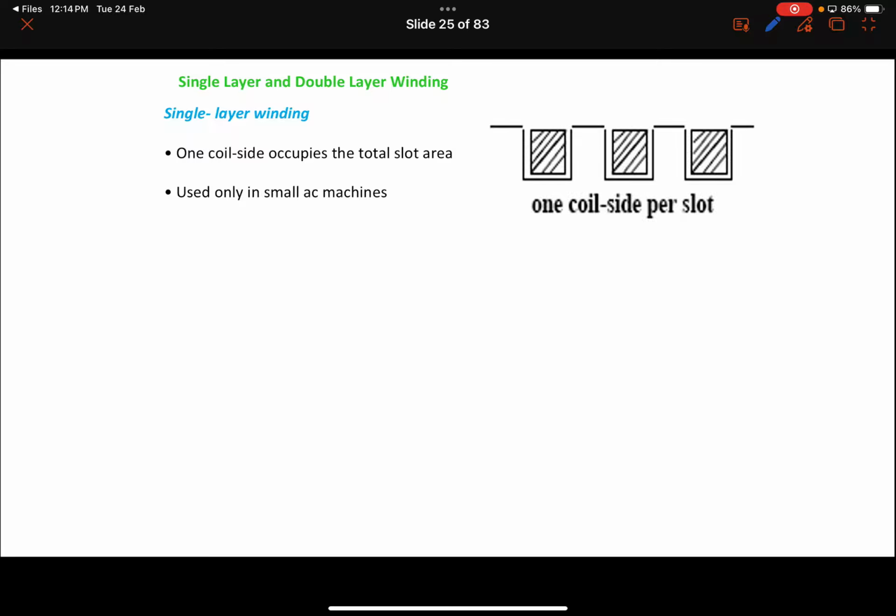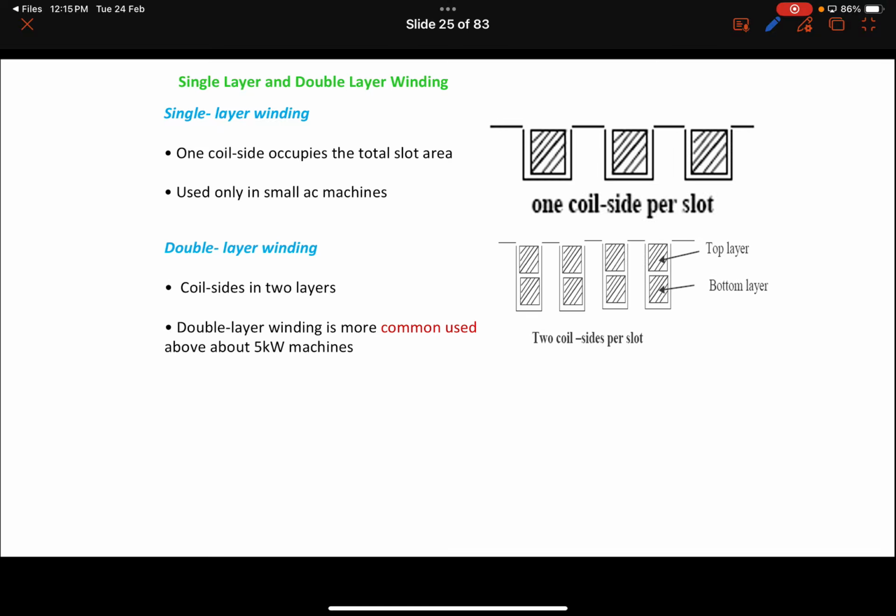Single layer winding you already discussed. What is single layer winding? One conductor per one slot. I guess you don't need to learn more than this. What is double layer winding? Two conductors per one single slot. Now here, what's the major purpose why the double layer winding is preferred? Because to generate more power.